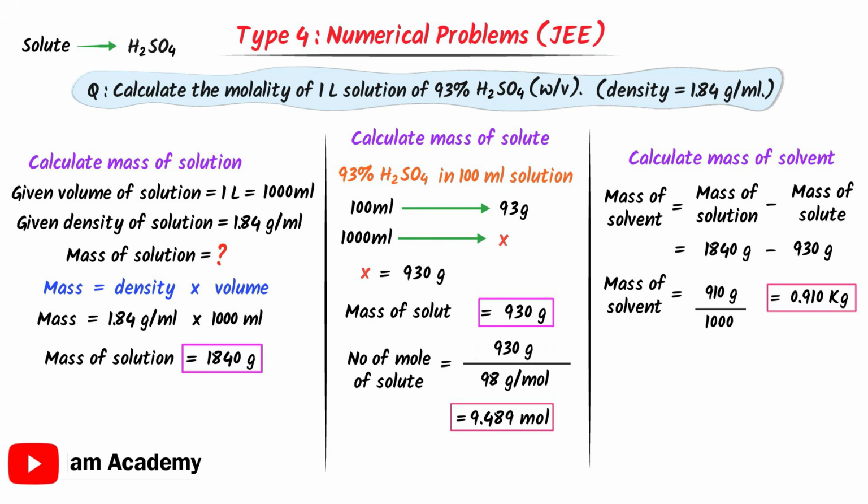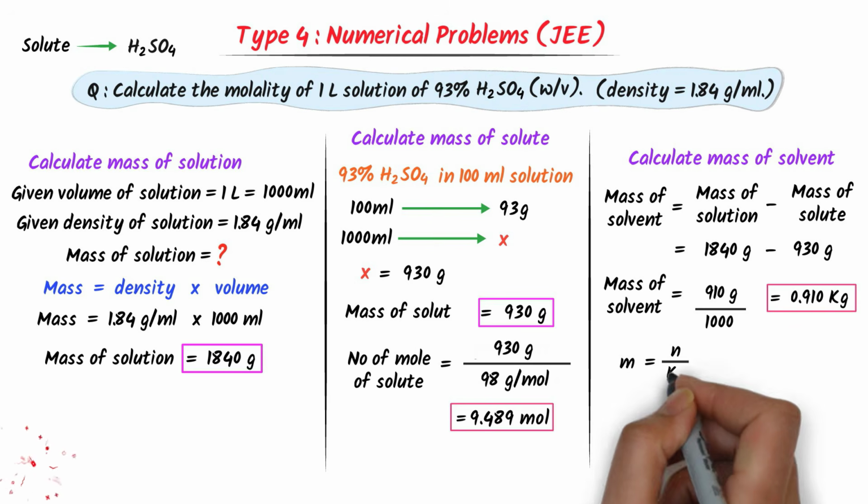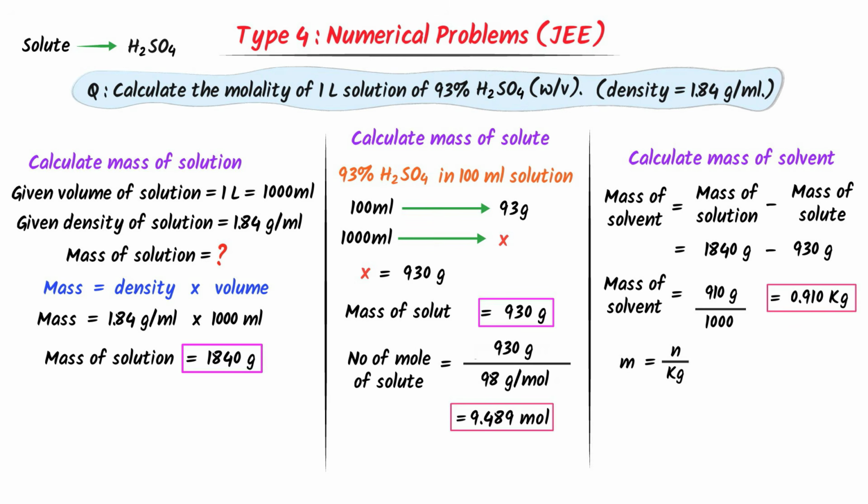Thus, we have successfully calculated the number of moles of the solute and the mass of the solvent in kg. I write molality is equal to number of moles upon mass in kg. Our molality is equal to 9.489 upon 0.91 kg. After calculation, I get molality is equal to 10.42 moles per kg. Thus, the molality of this solution is 10.42 mole per kg. Therefore, using this method, we can easily calculate the molality of any solution.